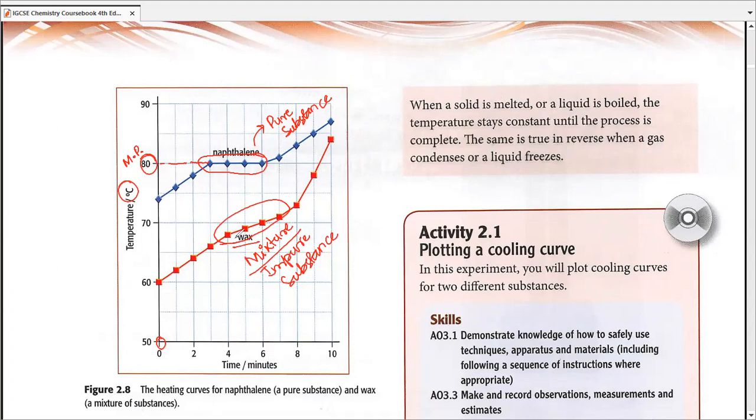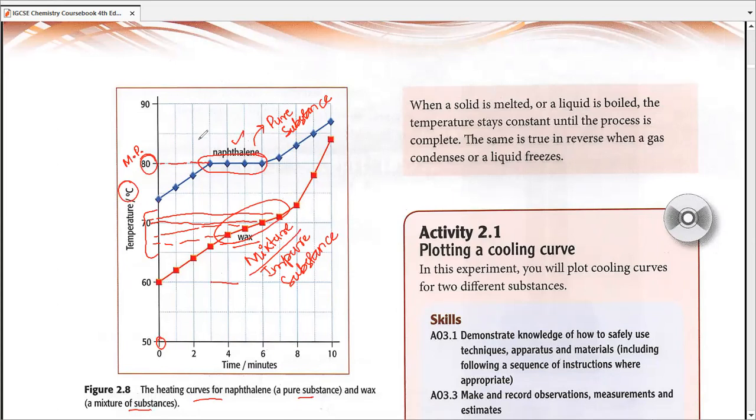Since it is made up of many materials, some of them melt over here, some of them melt over here, some of them melt over here, some of them melt a little above 70. So we have a range of temperatures at which they melt. We don't even get a straight line over here like naphthalene does. So the heating curve is a very good idea to tell us about pure substances and a mixture of substances.